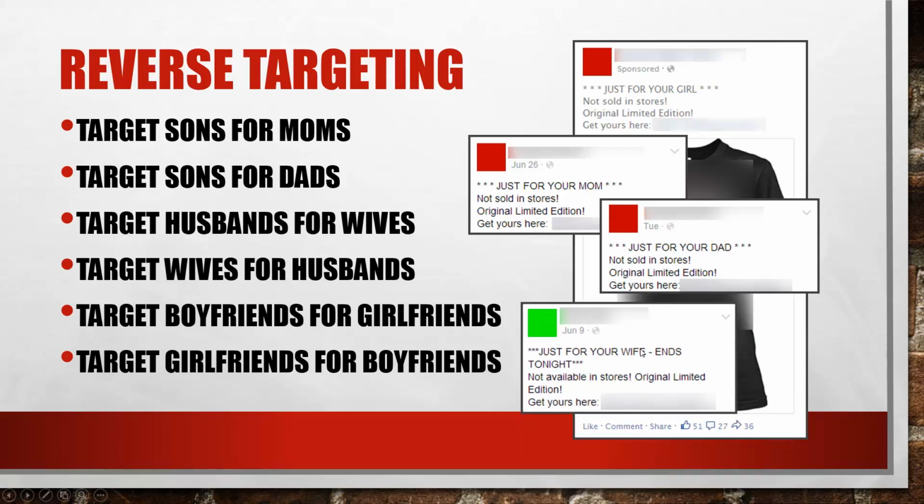You can see that these ads are targeting the opposite person of who would actually be wearing this shirt. It's a little bit weird, and the reason this works so well, as you'll see when I show you an example of the shirt, is that the person who sees the ad, the shirt is about them, but the person that would wear it would be their mother, their father, their wife, their husband, their girlfriend, their boyfriend, or whatever. That's why this method works so well.